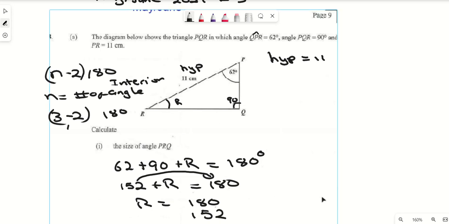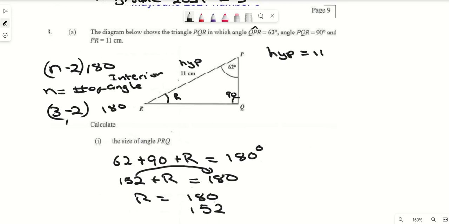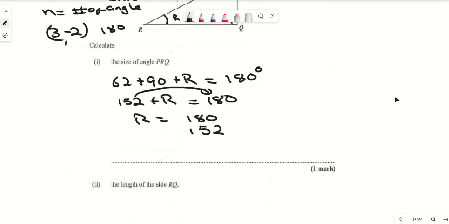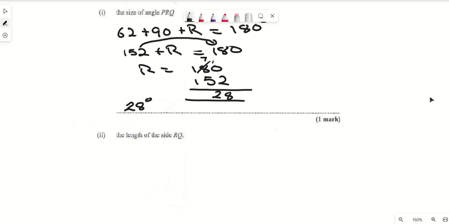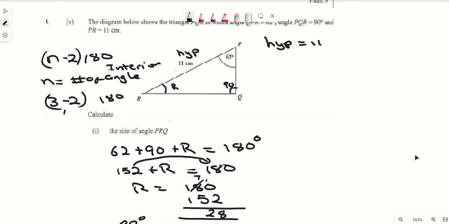You can use your calculator to do this question, all right? So 180 minus 152 is equal to 28. So we know that angle PRQ is 28 degrees, right? And that is how you would find your first answer. The second one is the length of side RQ. So they're asking for this side here, and this is 28 degrees.